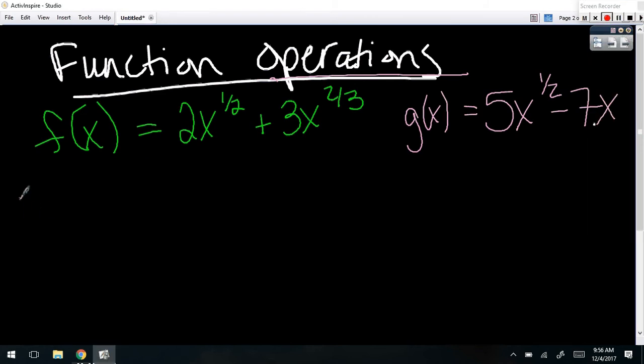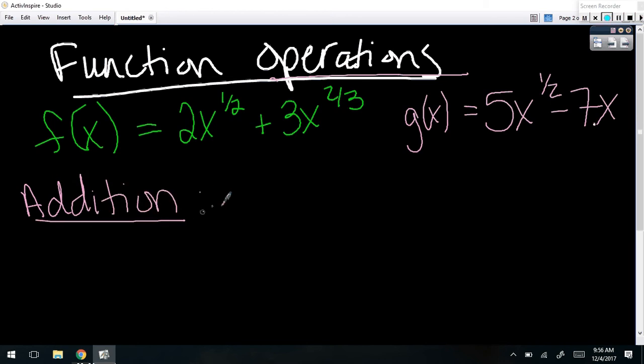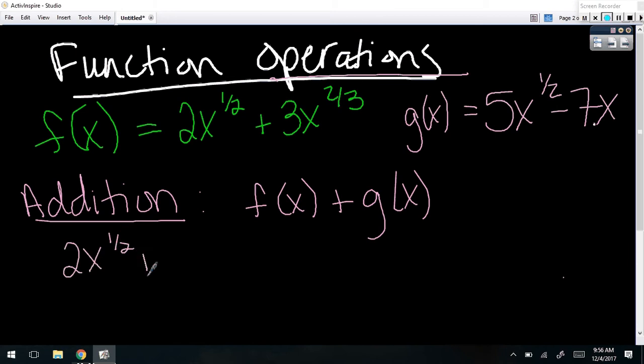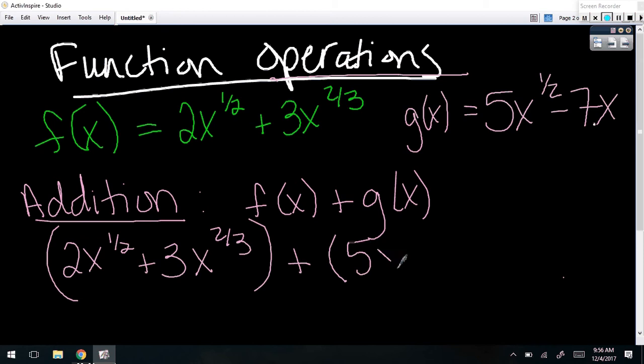First, when we add things together, if I wanted to do f of x plus g of x, so when I add, I've got 2x to the 1/2 (you can put those in parentheses if you want to) plus 5x to the 1/2. I write too slow to be looking up and down while you're talking. It's okay, I'll give you a second to copy it, then we'll talk.